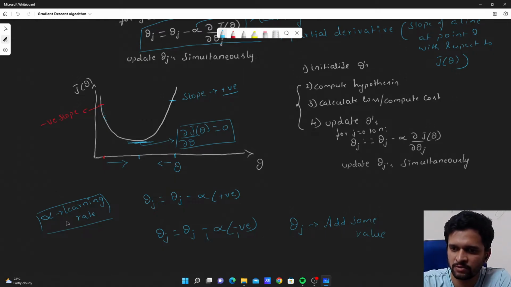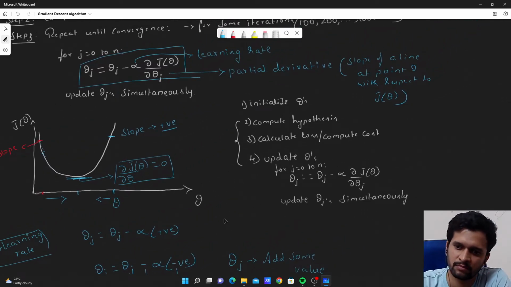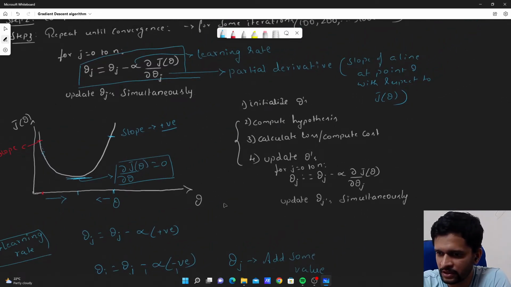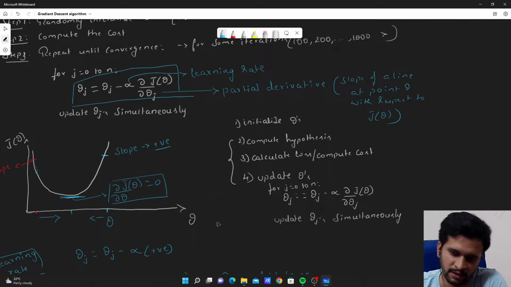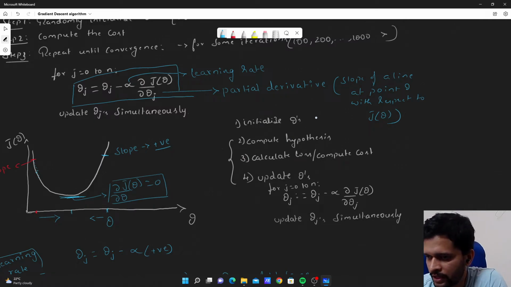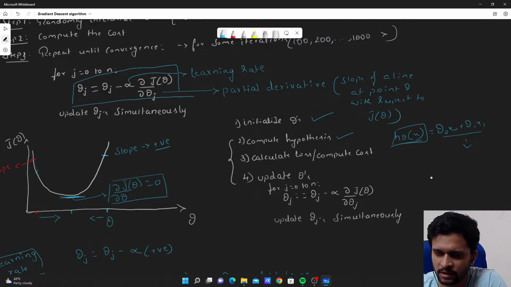Now, if you have understood this much, the gradient descent algorithm is done. But for the sake of your understanding, I have broken down the steps further. Initially, we initialize the thetas to some random values. Once we initialize the thetas, we need to compute the hypothesis, h theta of x. It can be anything. In the case of linear regression, it is theta 0 x0 plus theta 1 x1. This is just an example of univariate linear regression, but we can have any hypothesis available to us.